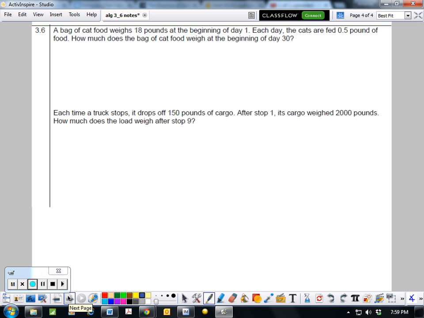So we can use this idea to kind of help us out with story problems. A bag of cat food weighs 18 pounds at the beginning of day 1. So on day 1, it weighs 18 pounds. Each day, the cats are fed half a pound of food. So on day 2, we're going to go down half a pound. So our bag starts at 18 pounds, and then we lose half a pound, so 17.5.